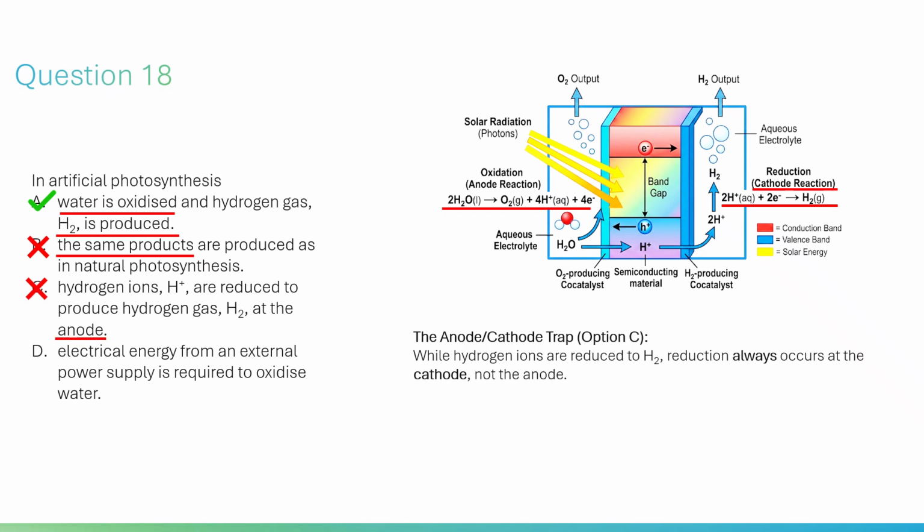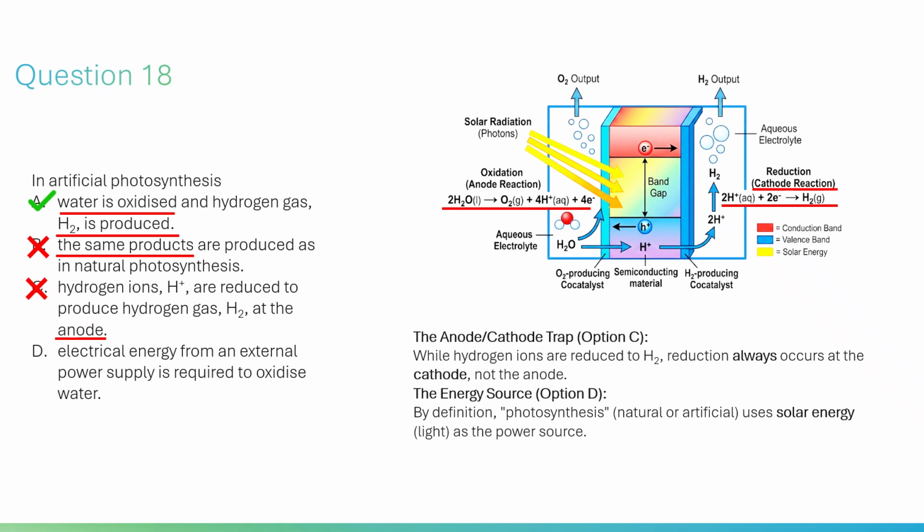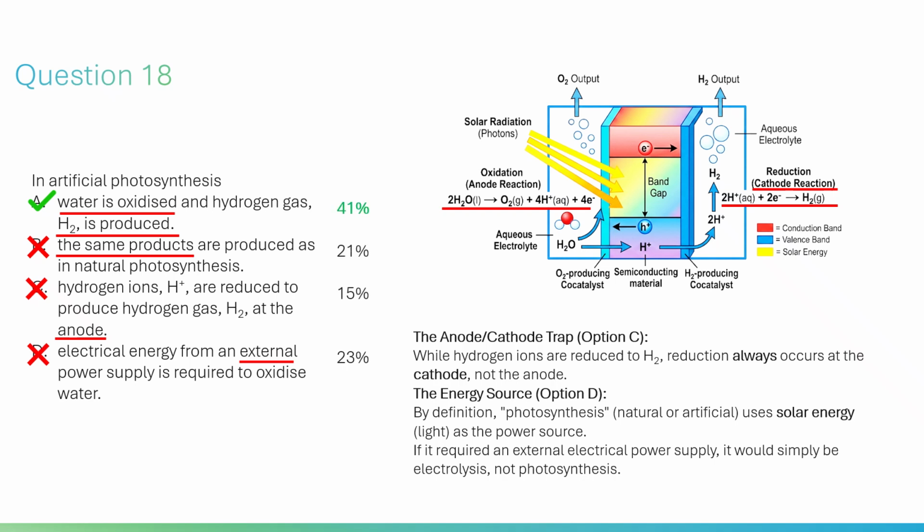The energy source, option D. By definition, photosynthesis, natural or artificial, uses solar energy, light, as the power source. If it required an external electrical power supply, it would simply be electrolysis, not photosynthesis. Correct answer, A.